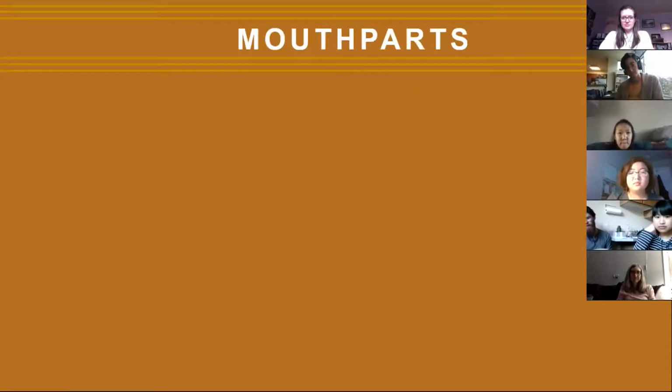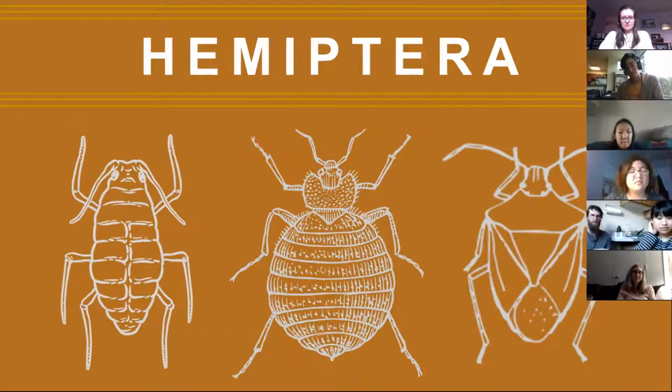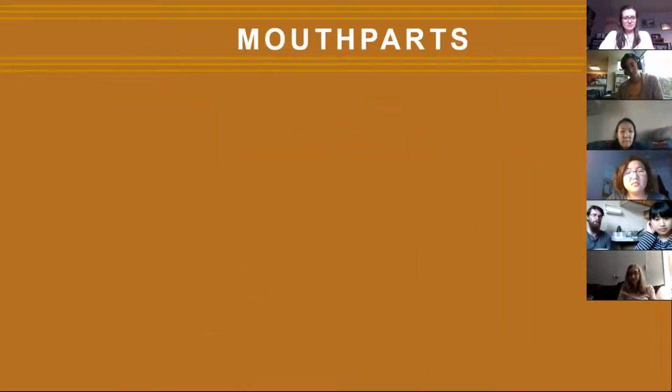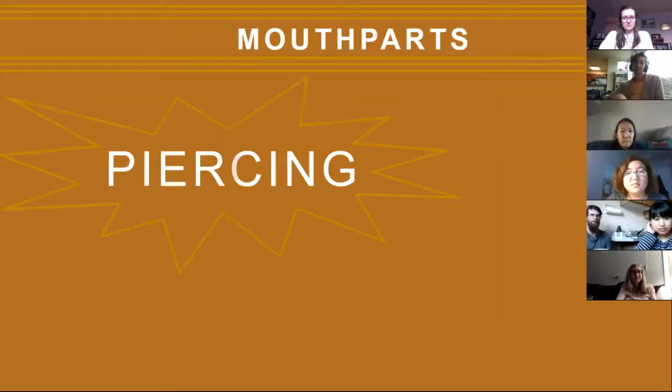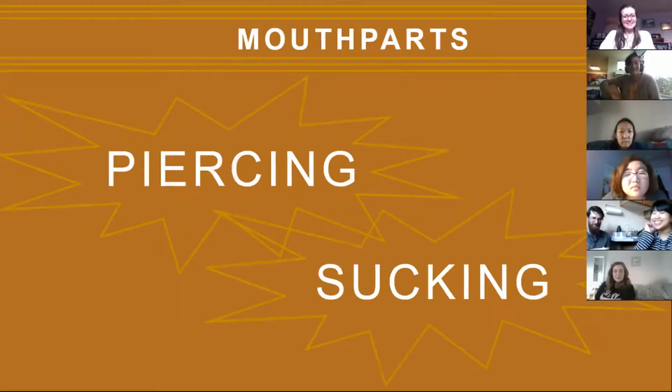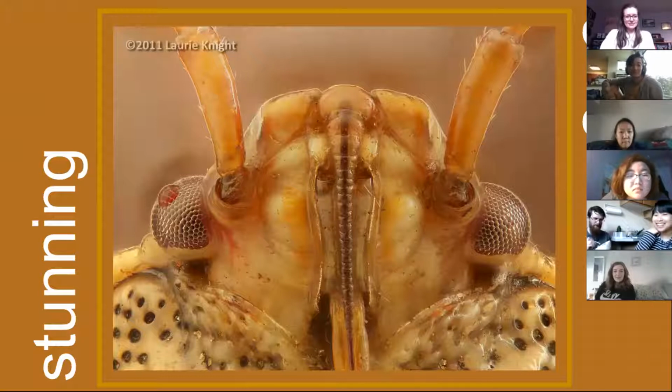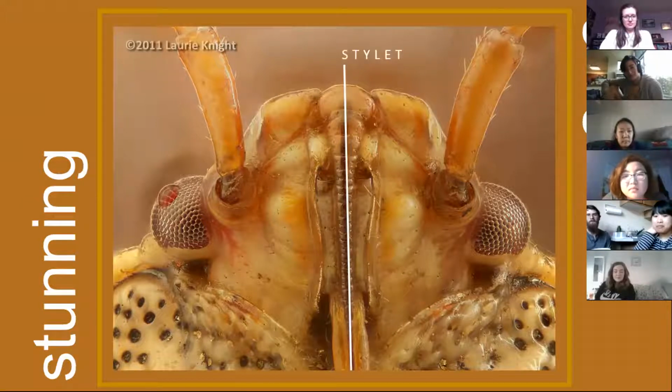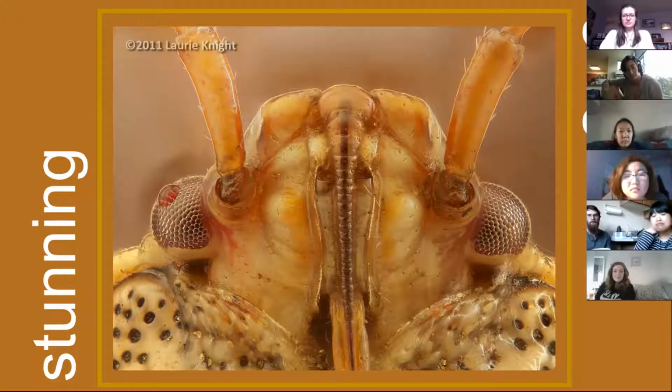Hemiptera are identifiable for a number of features. First and foremost is their mouth parts, which are both piercing and sucking. This is, again, back to our beautiful friend here. Their mouth parts are composed of two main things. The first is the stylet, and the line here traces the stylet. It's that darker brown line that you can see going down the middle of the mouth part.